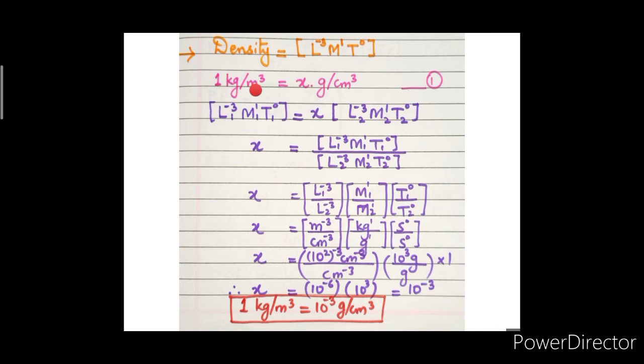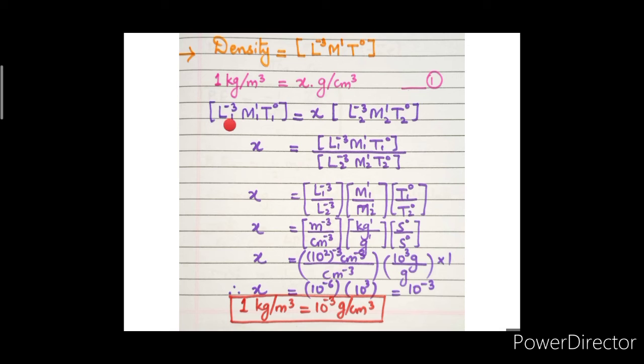So the SI unit of density is 1 kilogram per meter cube, which is equal to x times the CGS unit of density, gram per centimeter cube. Now give it equation number 1. In the next step we have to write down the dimension of the density, as suffix 1 indicates the SI unit and suffix 2 indicates the CGS unit.